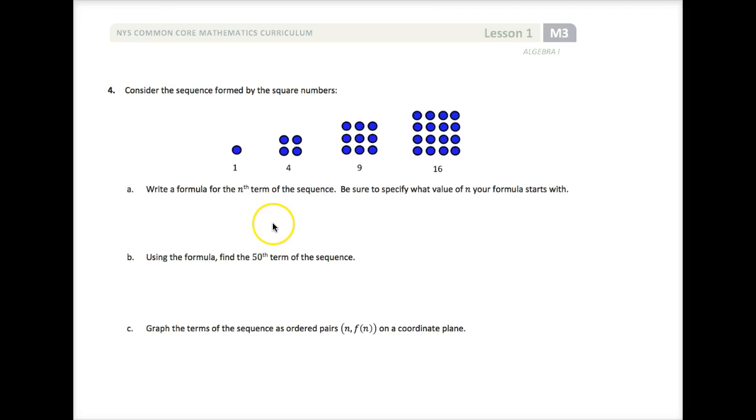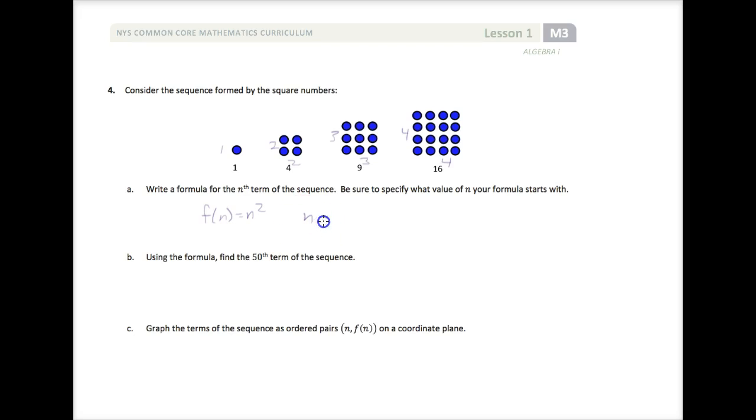On to student page 5 now. This is question number 4. Consider the sequence formed by the square numbers. So what we're saying is that this is a number that's 1 by 1. This is 2 by 2, 3 by 3, and 4 by 4. So we can see that we can get some square number answers. Basically, 1 squared, 2 squared, 3 squared. So if we were going to try to write the formula for these, we could say the function of n would be to just take the position in the sequence and square it. And that would be a very simple solution.